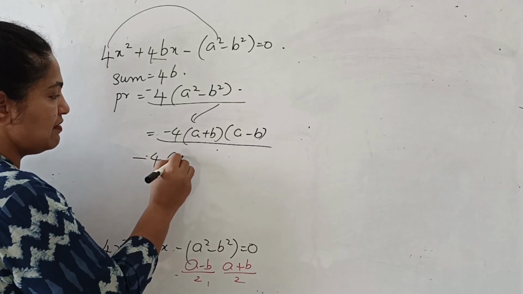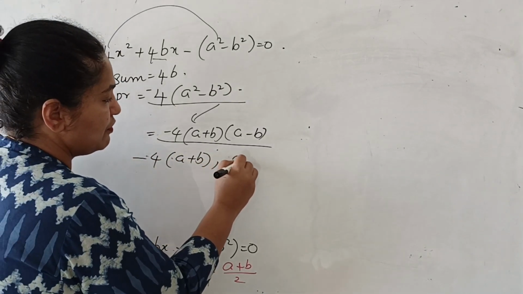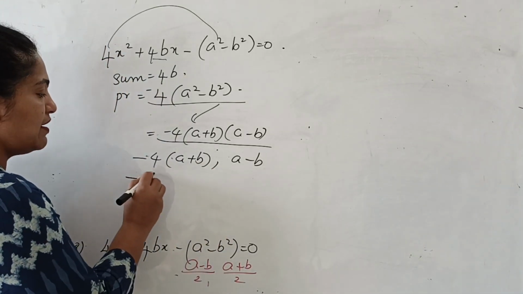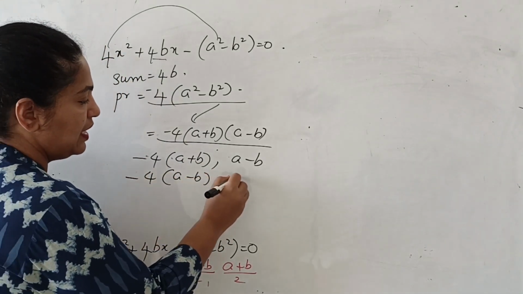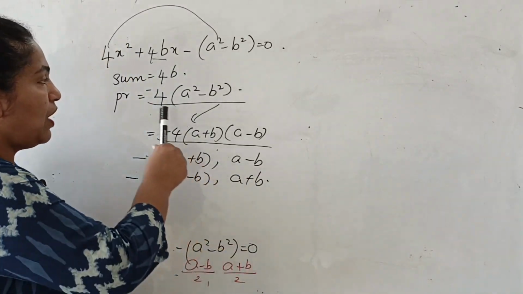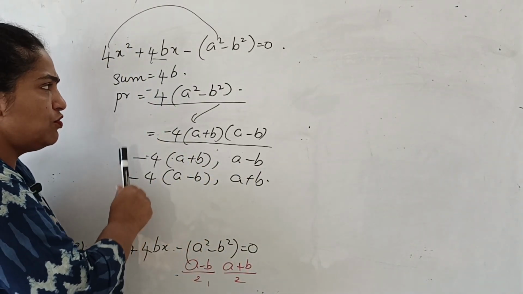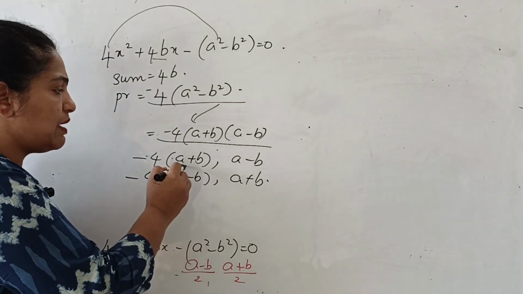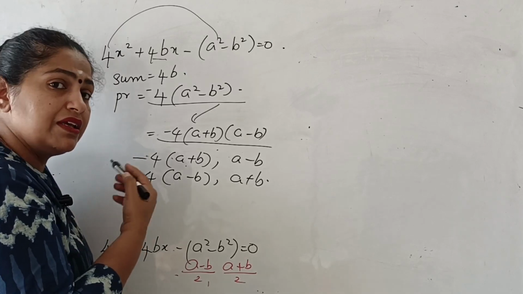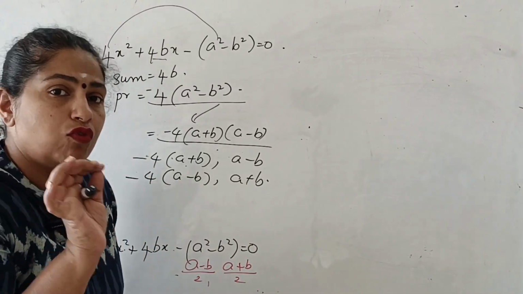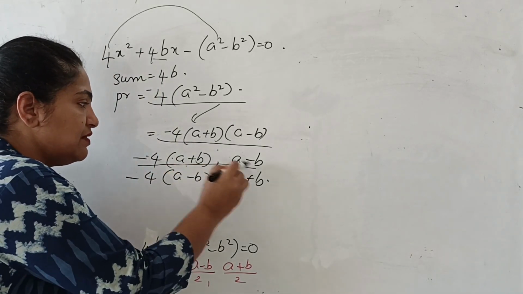I can either write it as minus 4 into a plus b as one factor and a minus b as the other factor. Or minus 4 into a minus b and a plus b as the other factor. Correct. Now the minus sign, you know why. The minus sign means one of the terms has to be negative. So I am alternating. Here it was a plus b and here it was a minus b. Now let us see what happens when we are adding these two terms.